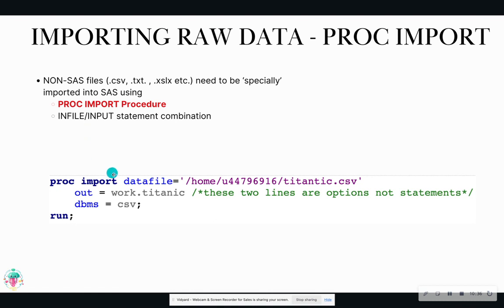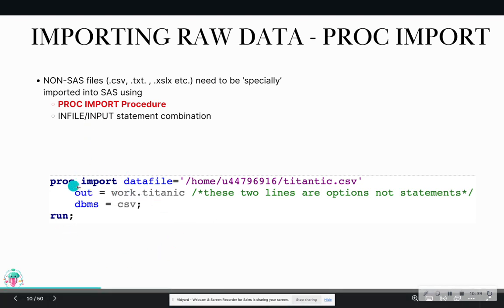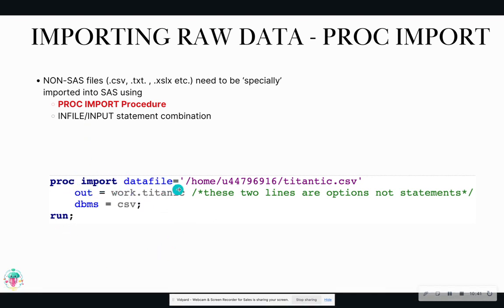So in this case, I am showing you where I'm calling proc import, and the data file is equal to the file path of the CSV file that I want to import. It's not a SAS data set. I want to import a CSV file. I want to save it as Titanic, and it's going to go into my work library. And this database management system option tells it that it's CSV. If it was Excel, it'll be Excel here, etc. And that's going to read it straight into my work library.